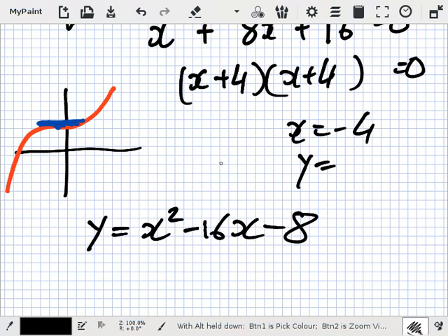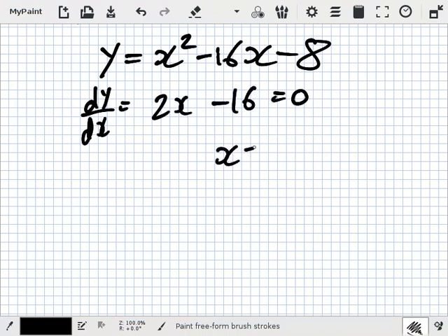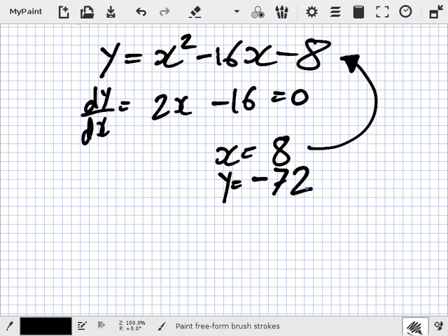Right, we should be getting answers now for this. So the derivative is 2x minus 16 equals 0. So x equals 8. And if you put that in there, did anyone get the y yet? -72? Yeah? Let's graph this to check.